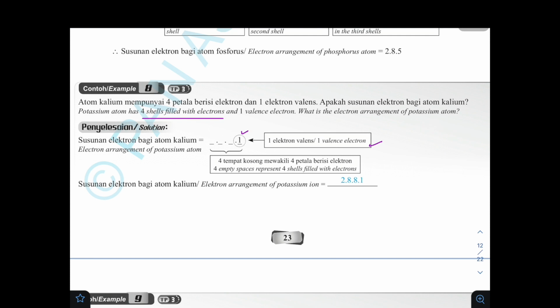And then third shell should be 8. And then second shell should be 8. And the first shell should be 2. So 2.8.8.1.